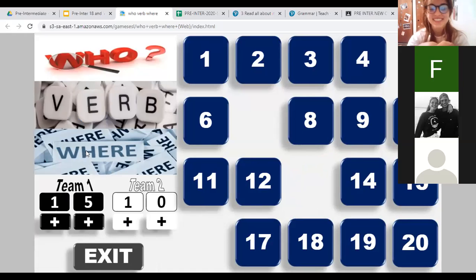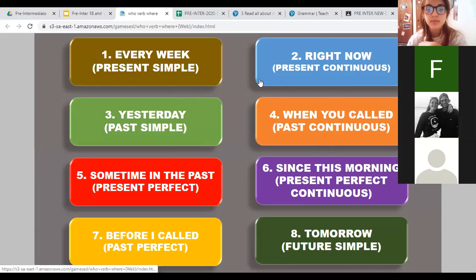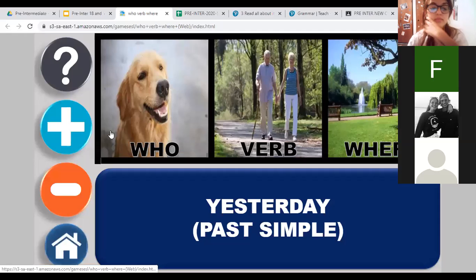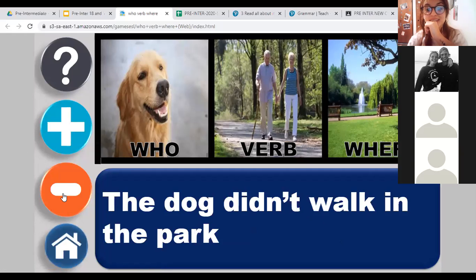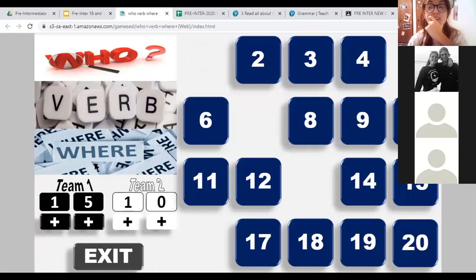Ok, boys. 1. And any tense menos presente continuo. Simple. Present or past? Past. Good. Cualquiera menos afirmativo. The dog is walking. The dog isn't walking in the park. No, wasn't. Wrong. That is nothing for the boys.